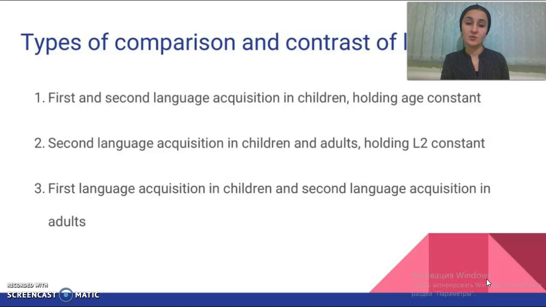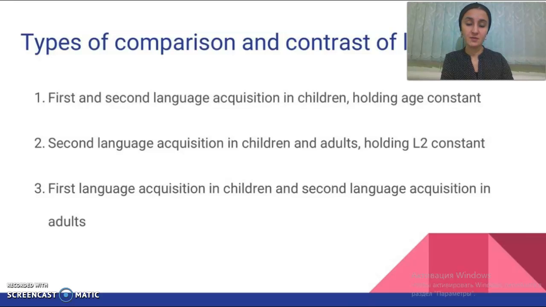Second language acquisition in children and adults, holding second language constant, and first language acquisition in children and second language acquisition in adults. As you know, we have first language acquisition in children, and when we are adults, we don't have to acquire a first language because we already have it, and we need to acquire a second language.